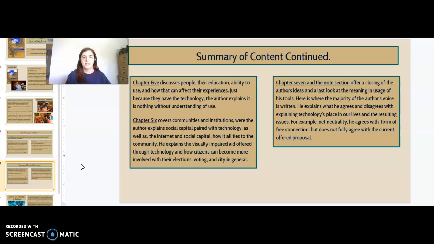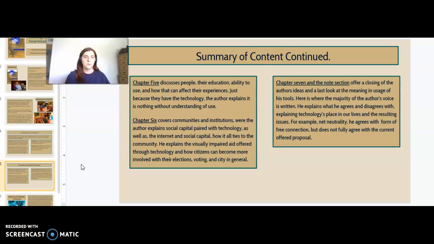And then in Chapter 7, he closes off all of what he was saying, and this is actually where we get to see his voice the most. Throughout the book, he doesn't use his own voice in what he gives, and I will discuss that a little bit later in the next section. But here we do get to see his voice and see what he does agree or disagree with.